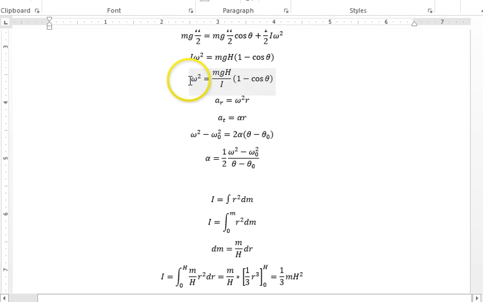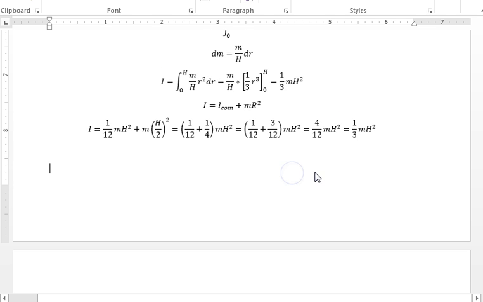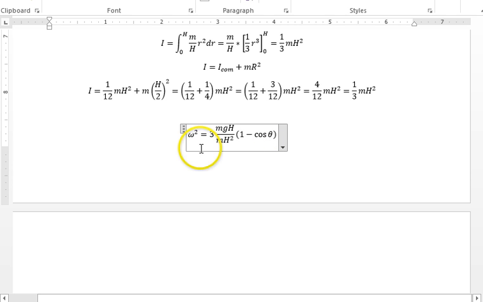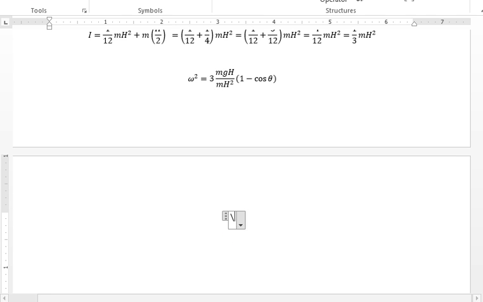We have that omega squared is mgh over I, times 1 minus cosine theta. So now we have our mh squared and the 1/3, so the 3 goes out front: mh squared over 3. The m cancel out, you get a g over h. So omega squared is 3g over h times 1 minus cosine theta.